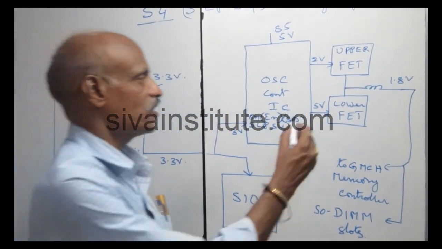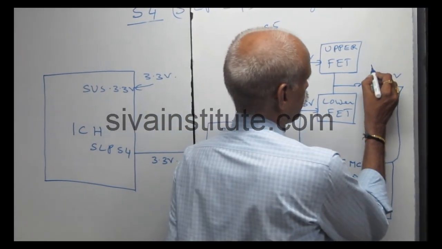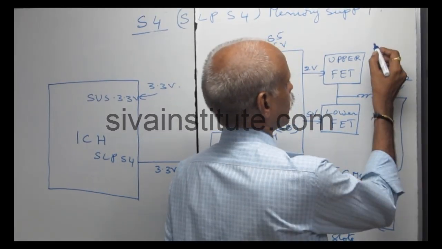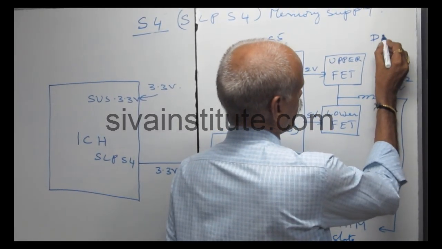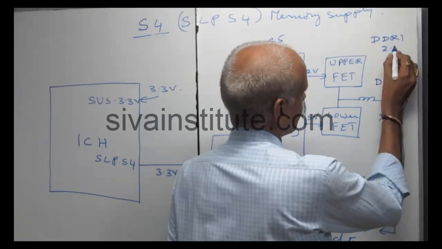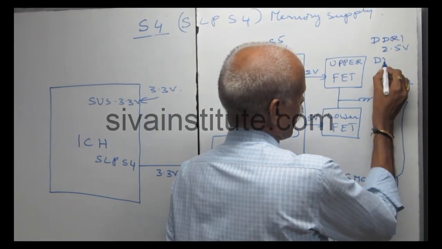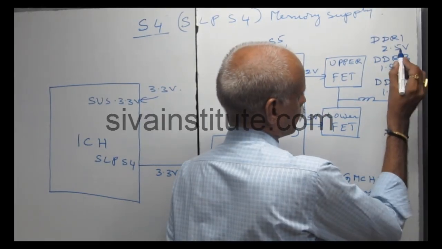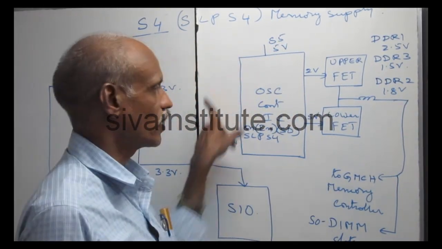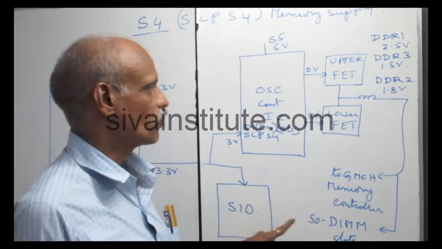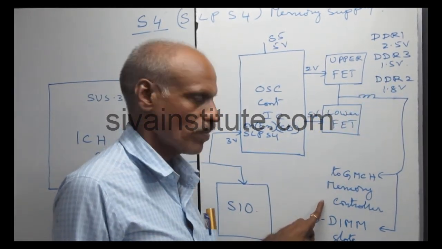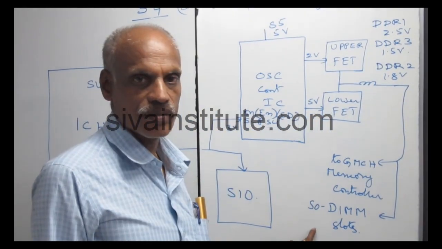In some sets, this is DDR2. In some sets, DDR1 is 2.5 volts, DDR3 is 1.5 volts. This voltage comes out from these regulators. This voltage, 2.5 or 1.5 volts, goes to the memory controller and DIMM slots.